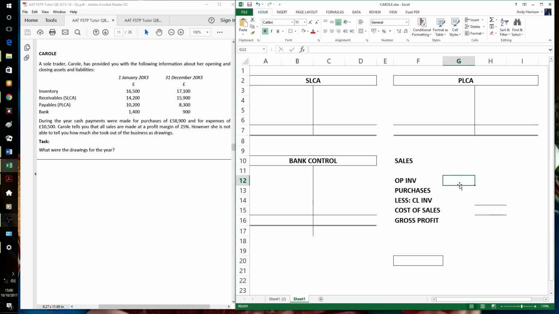Our first figure, we have opening inventory, and we have closing inventory, no purchases. We also have the opening balance, sales ledger control account. I've left a bit more room than we need, and the closing balance, sales ledger control account. Then we have our opening balances for payables and our closing balance for payables.